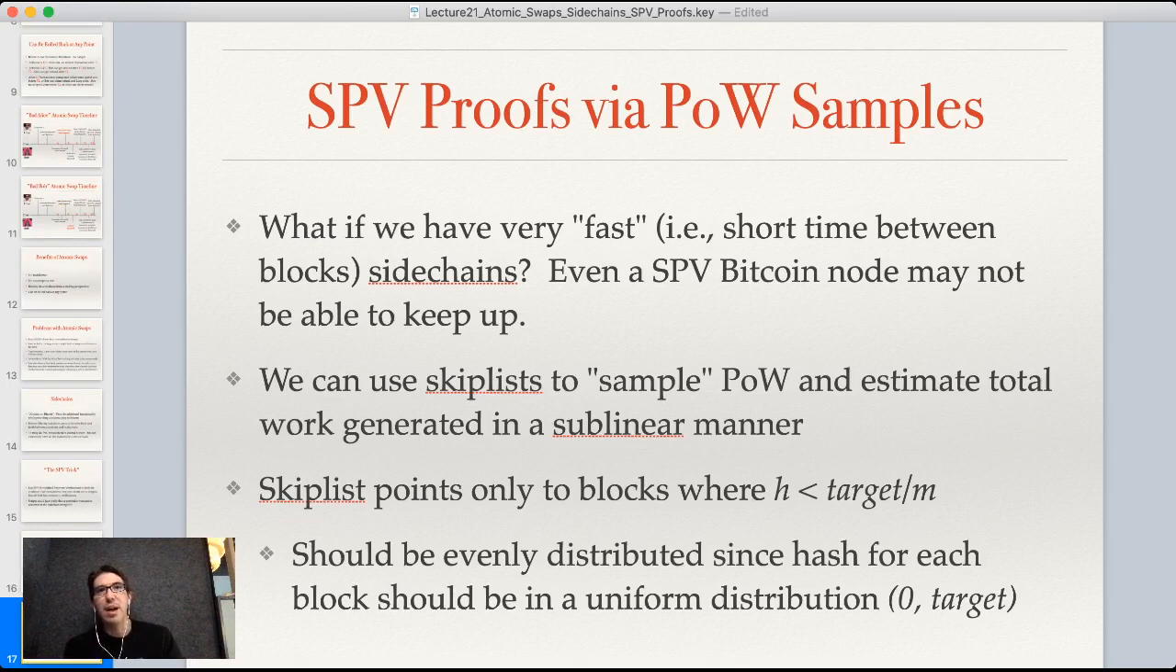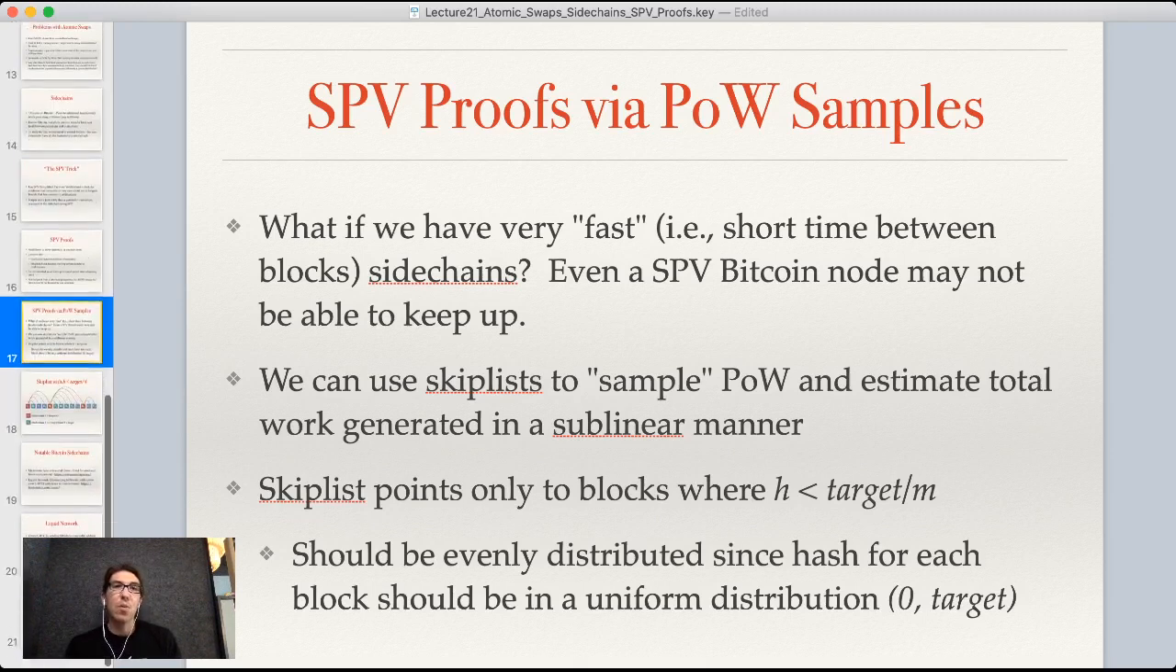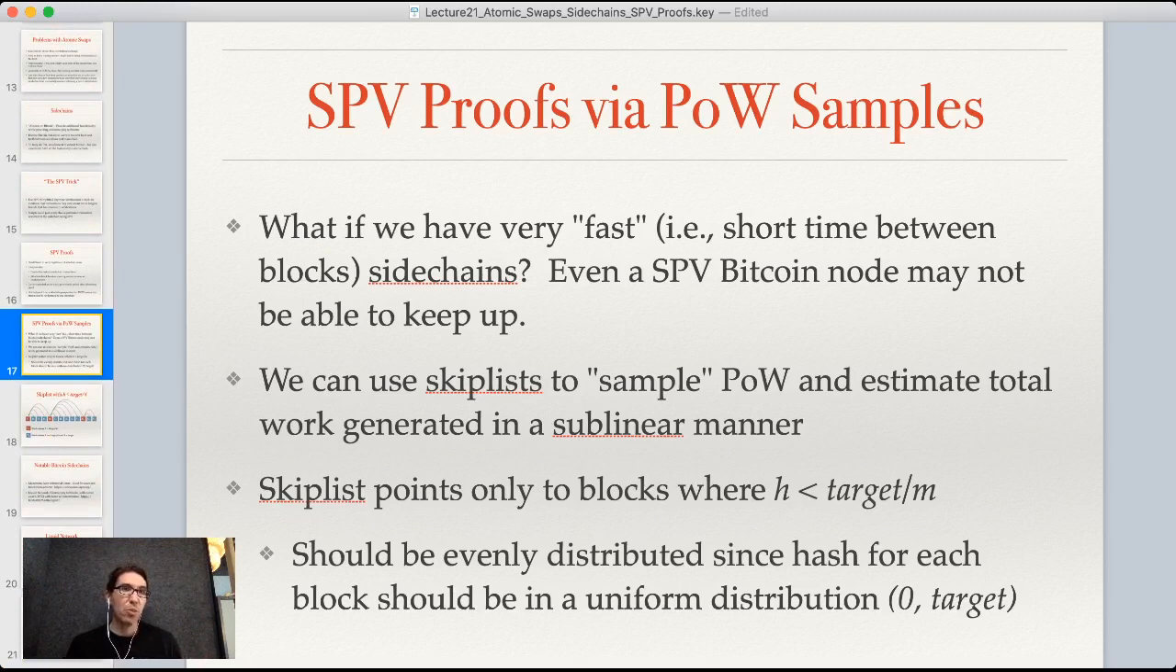So how can we do this, especially if we have very fast side chains? One of the things that people complain about with Bitcoin is that it is relatively slow, right? Transfers, if blocks are only coming on average with a mean time of 10 minutes, and you have to wait 6 confirmations before something is considered semi-finalized, probabilistically finalized, then a lot of the reasons for these side chains is we want to do things a little bit more quickly. If we have really fast side chains, and when I say fast, I mean a short time between blocks, even an SPV node might not be able to keep up with them. We can imagine chains like Polkadot's relay chain, which has 6-second block times, or Ethereum, which is around 15 to 20 seconds.